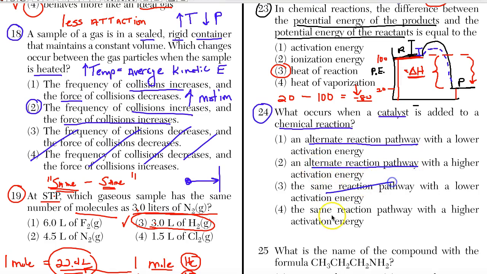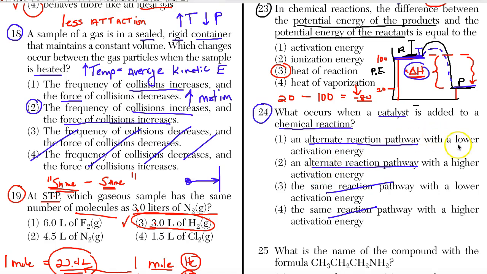It can't be the same pathway. Why do I say pathway? Where you start and where you finish is called a state function. The pathway is how you get from one to the other. Remember, delta H is, I don't care what pathway you take, where you start, where you finish, that's delta H. So the catalyst changes the pathway, which is that energy barrier for the reaction to occur. So that's why 3 and 4 we get rid of.